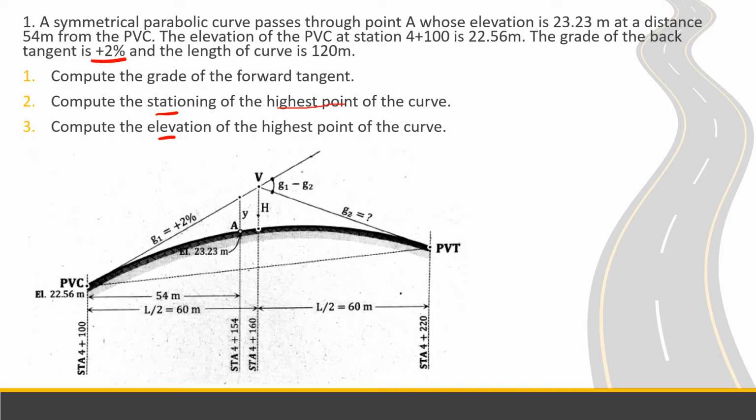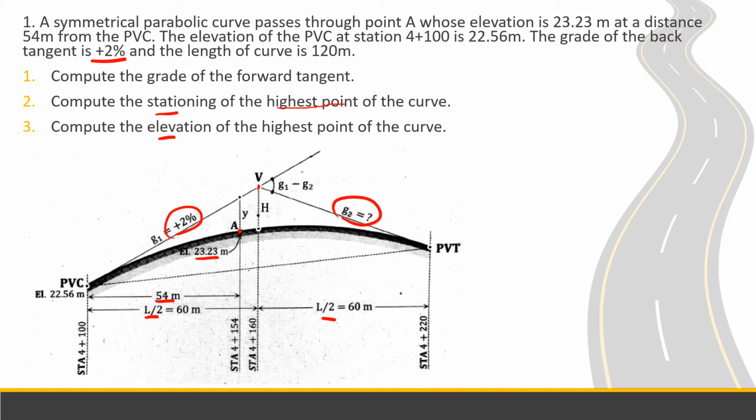So this means the length of the curve is 120 meters. Since this is a symmetrical parabolic curve, the vertex is located at L over 2. You have a point A here located at elevation 23.23, maybe 1 meter higher than PVC, and located at a horizontal distance of 54 meters. So this is less than L over 2. For the back tangent, 2 degrees, and the forward tangent is unknown.